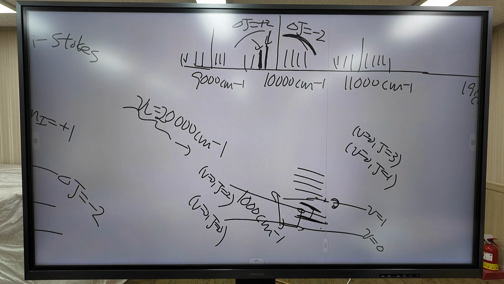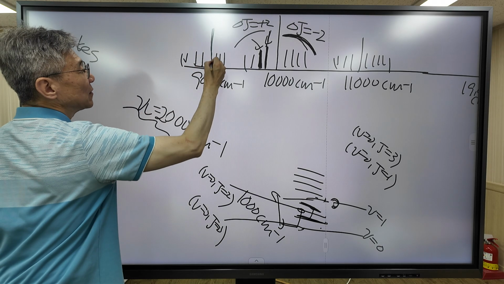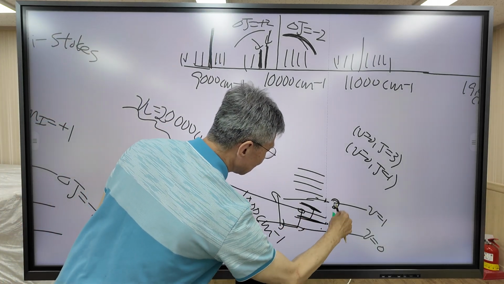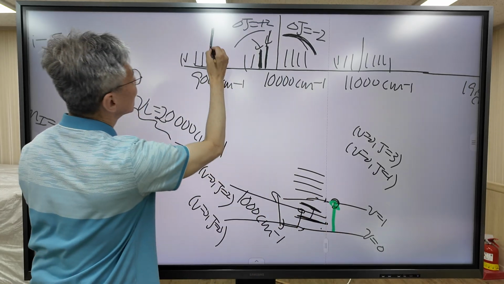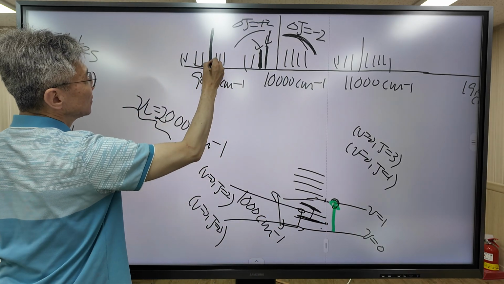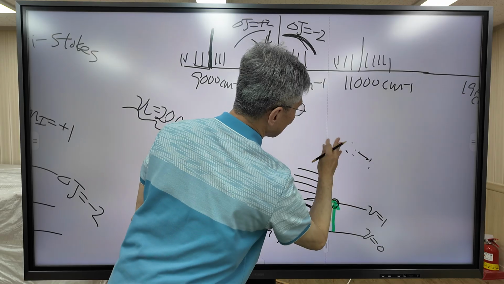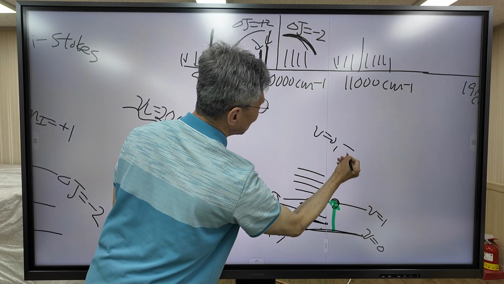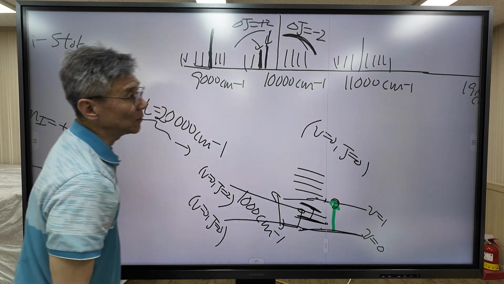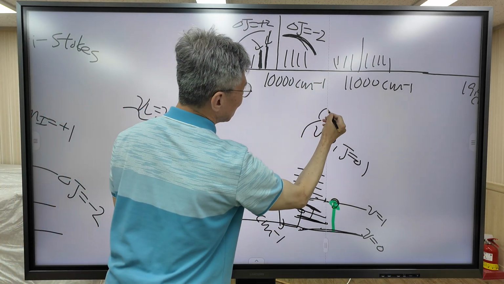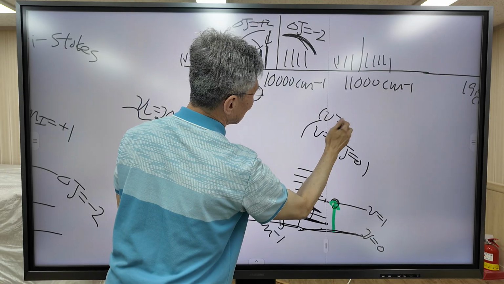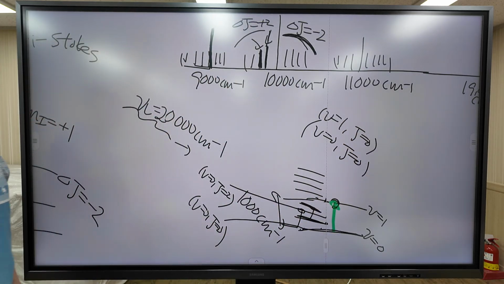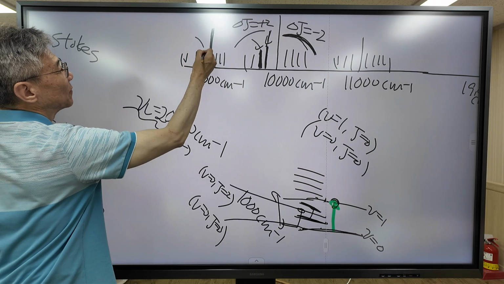Okay. Now finally, this transition corresponds to this one. What is the initial state of this transition? Initial state is this one, V equal 0, J equal 0. Final state is V equal 1, J equal 1. Now final question, this one.